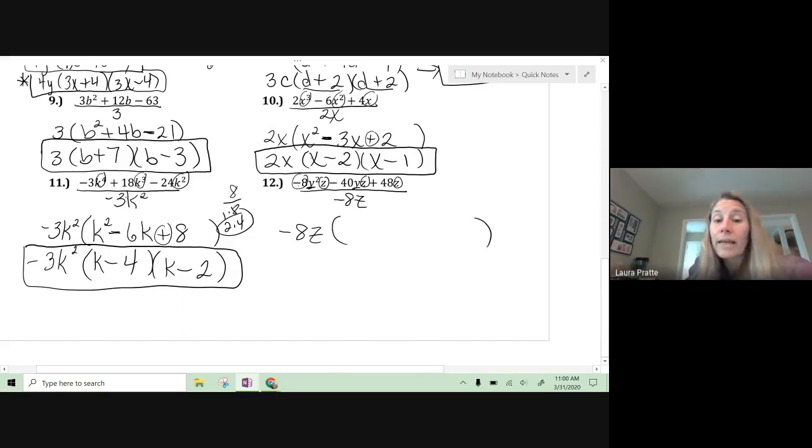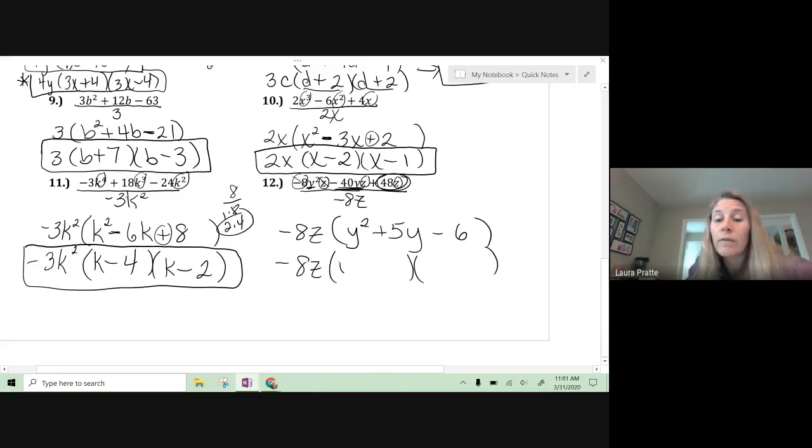So negative 8y squared z divided by negative 8z, the negative 8 and the z would cancel. We'd be left with y squared. Then this middle term here, this negative 40yz divided by negative 8z would give you a positive 5y. 40 divided by 8 is 5. The z's cancel. And then the 48z divided by negative 8z, the z's cancel, and 48 divided by negative 8 is negative 6. And then we look at that trinomial.